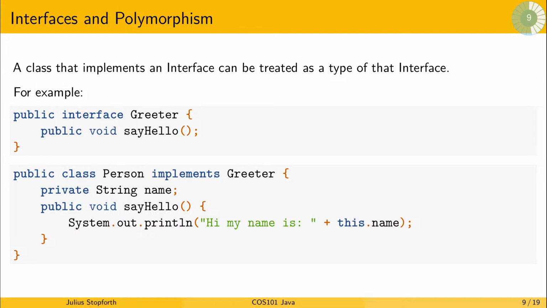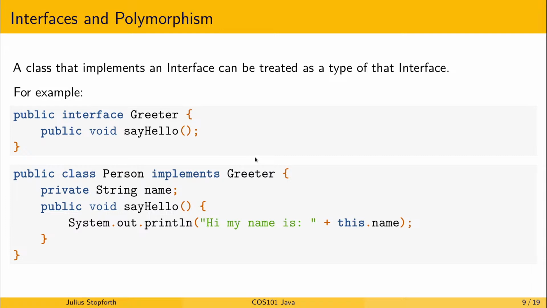So in terms of polymorphism, a class that implements an interface can be treated as a type. So interfaces are also types. And this makes sense because previously anything that has gone in this first header of the class has meant a type, right?